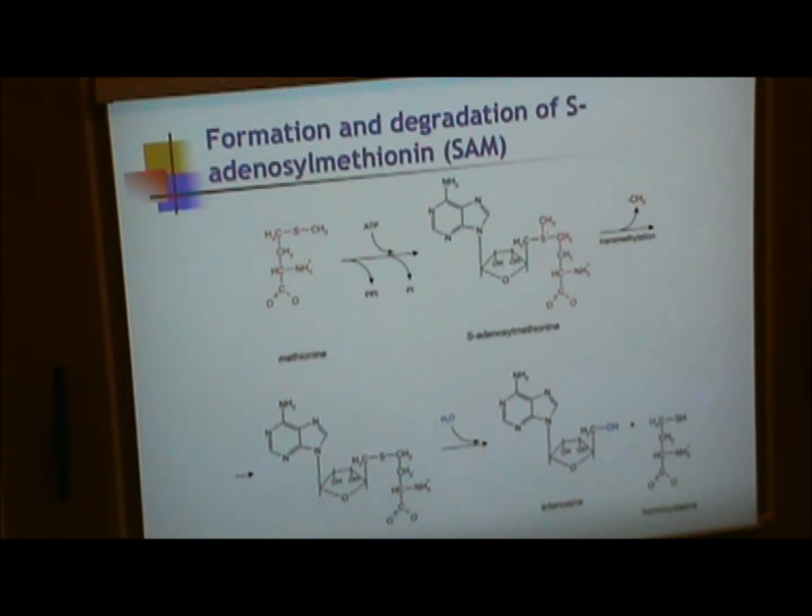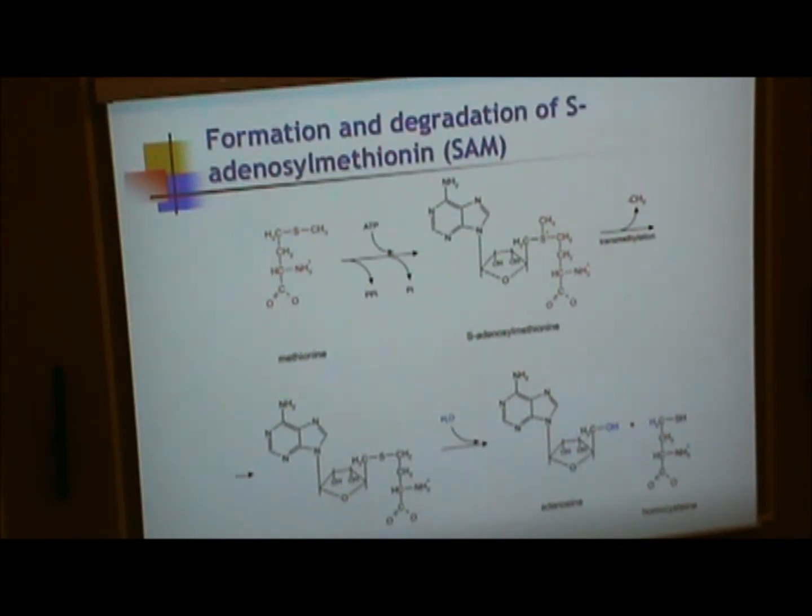Please look at this point. This sulfur is a donor of positive electric charge. It makes this methyl group very reactive. It may be easily transferred to various acceptors in a process which is called the transmethylation process. So in the transmethylation process, the CH3 group is transferred from S-adenosylmethionine to various acceptors.